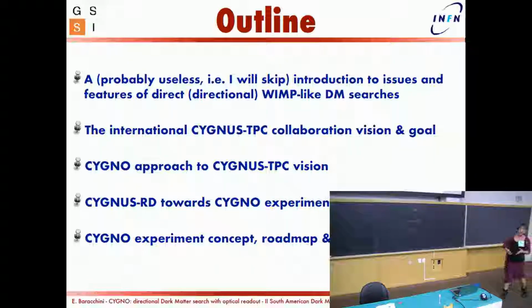And in particular, I apologize for the previous question, but the neutrino is part of this actually. I'll also show you that this is part of an international collaboration and a vision called CYGNUS-TPC, to develop a 1-ton scale directional detector scattered all over the world. I will show you our approach toward this vision and the R&D that we developed in these years, which was so successful, in my opinion, that it led us in a couple of years to the CYGNO experiment concept, roadmap, and sensitivity.